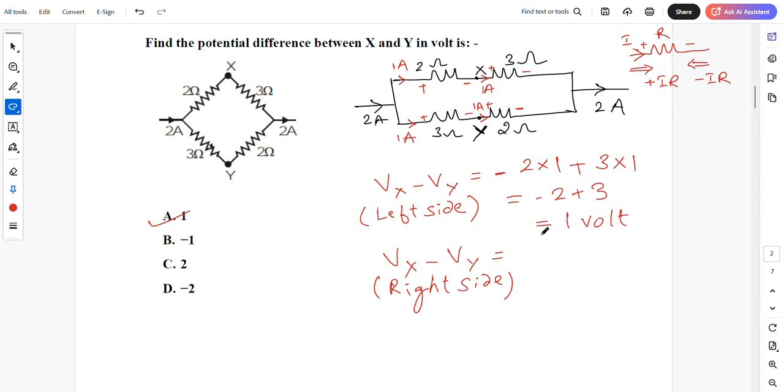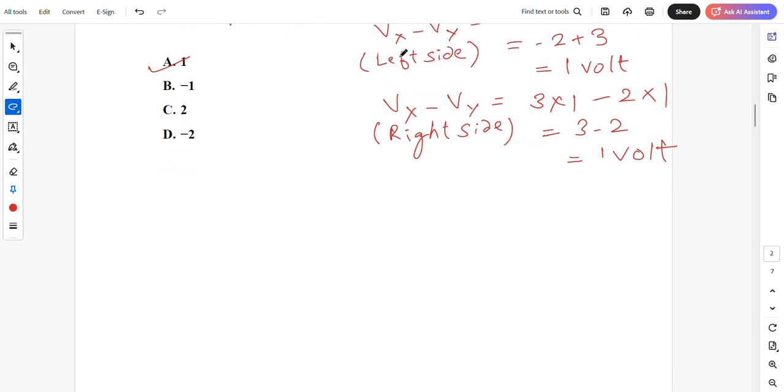If I move like this, plus of 3 into 1. What is the drop here? I into R, 3 into 1. And if I come like this, this is minus of 2 into 1. What is the drop here? 2 into 1, right? Because this is minus, because current is coming like this. So 3 minus 2 is again 1 volt. I have taught you both methods. This is the right answer. Potential difference between X and Y is 1 volt.